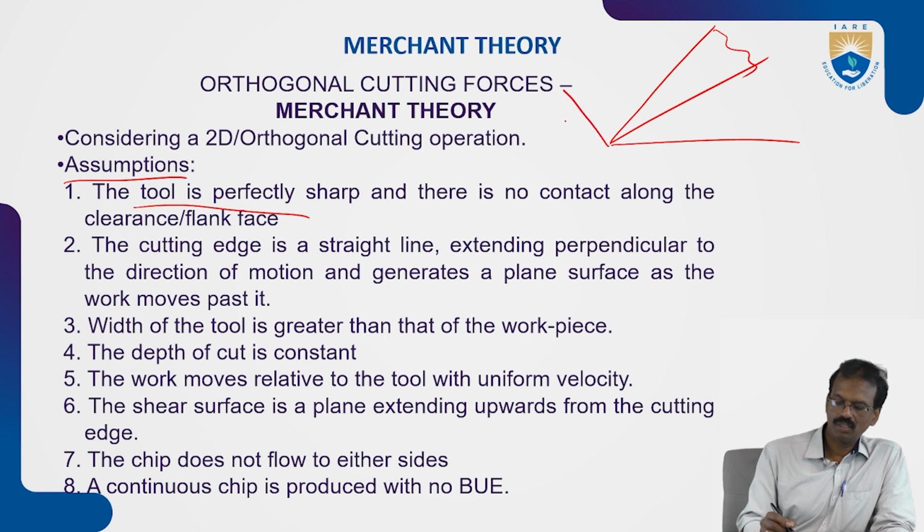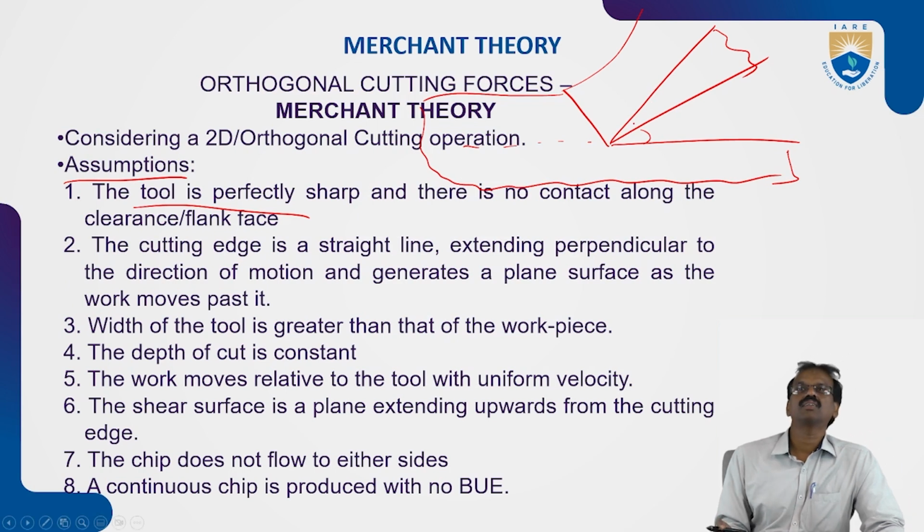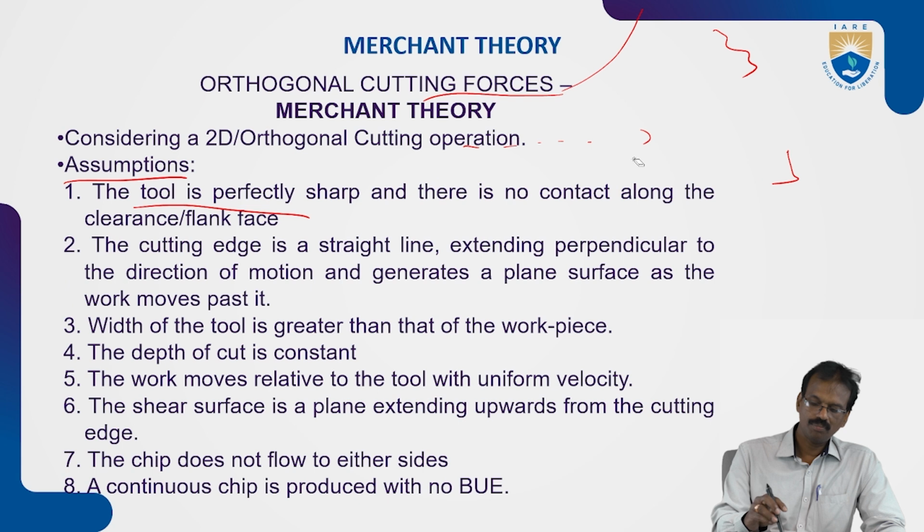This one is the shear surface, the chip. This one is the cutting direction. This one is the workpiece. Okay, so there is no clearance. There is some clearance. So it means there is no contact between the workpiece and the tool. Okay, so you can observe this one.